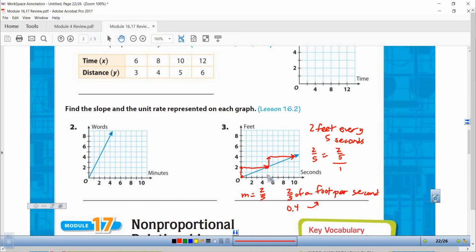Take any point on the line, right? That point right there is 5, 2. If you do y divided by x, you get 2 over 5, right? And that also would be our change in y over our change in x. That also is 2 over 5. Because remember, in a proportional relationship, the constant of proportionality and the slope are the same. It also is the unit rate.